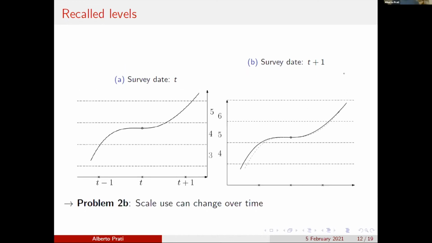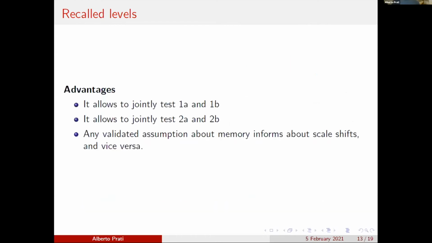And this problem of inconsistency applies also to scales, where a person could have very good and consistent memory, but the scale is shifting. So after I presented all these problems, why would it be useful to ask the questions that I presented? In my understanding, this question allows us to jointly test the consistency of memory and the consistency of scales.